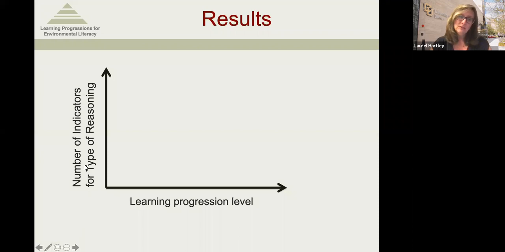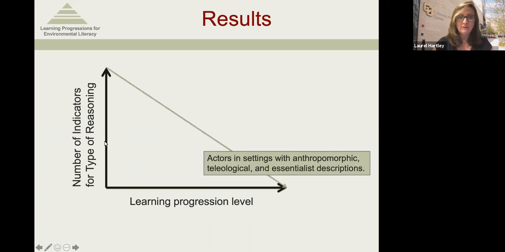So this figure is going to show you the indicators for the type of reasoning. Those are the number of statements students make and learning progression level. As we go up in learning progression level, we see fewer and fewer statements where students are describing organisms as actors in settings with anthropomorphic, teleological, and essentialist descriptions. When I give you some examples, I'll explain what I mean by anthropomorphic.